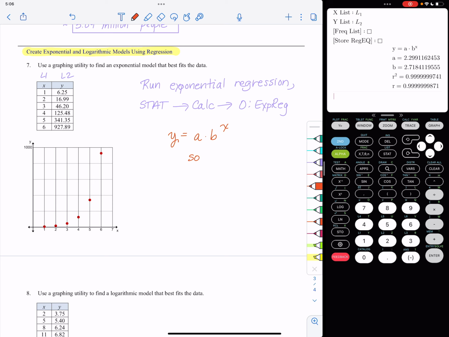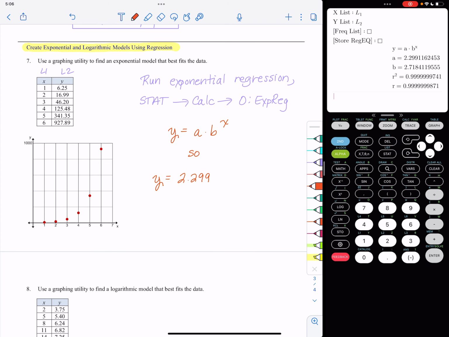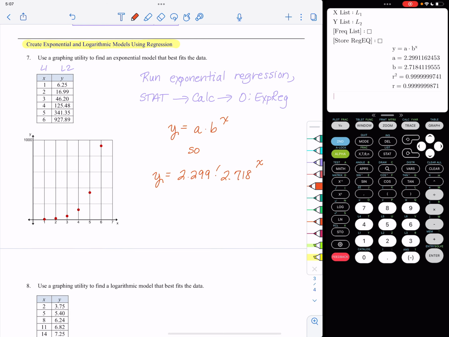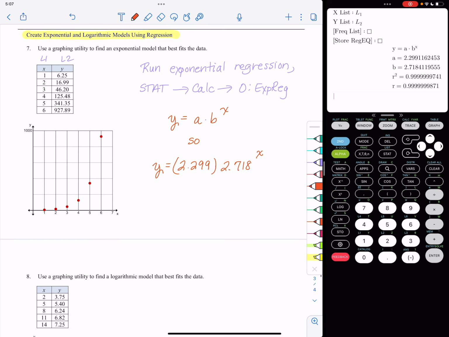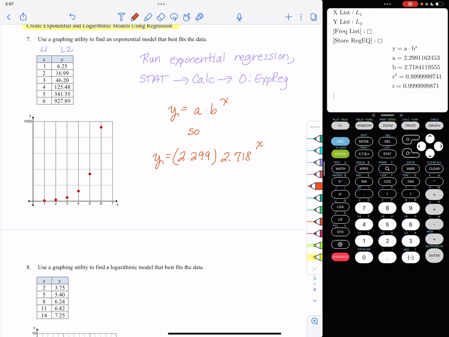So our function is y equals 2.299 multiplied by 2.718 to the x power. And sometimes it's written like this, and that looks a little bit better. Or I have seen it written like this. So that makes it nice.